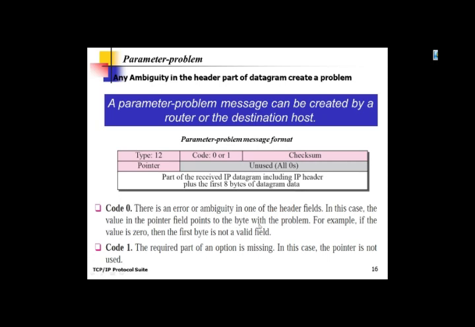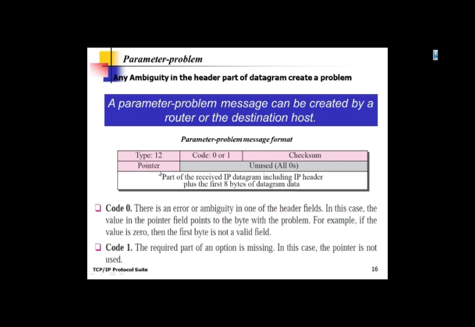Now when we talk about the header, we have divided the header into 2 parts. The 20 bytes is the mandatory part and 40 bytes is an optional part, meaning the entire header consists of 60 bytes, out of which 20 is mandatory and 40 is optional. So if there is an error in the first 20 bytes, then there is a use of this pointer. You can see this pointer is being used here.